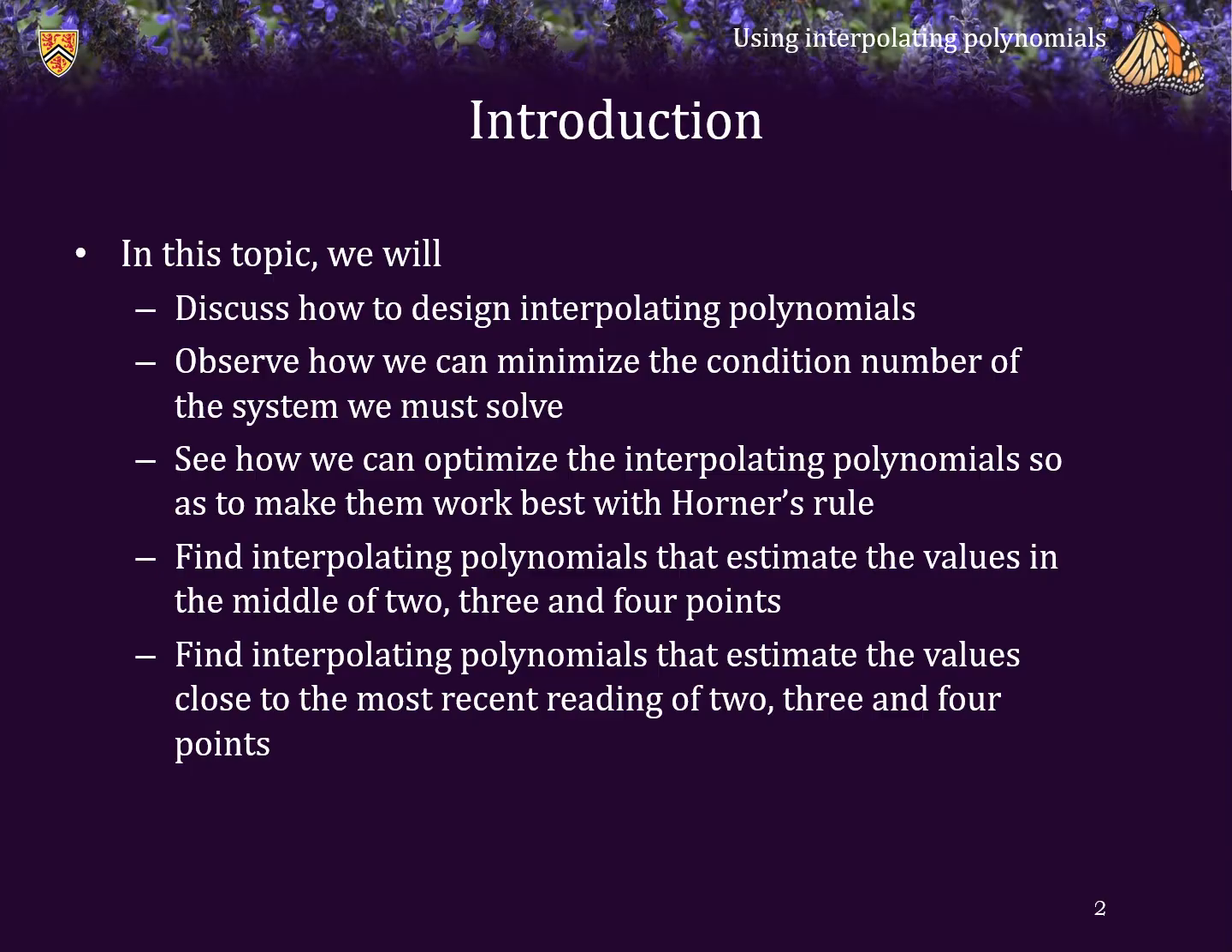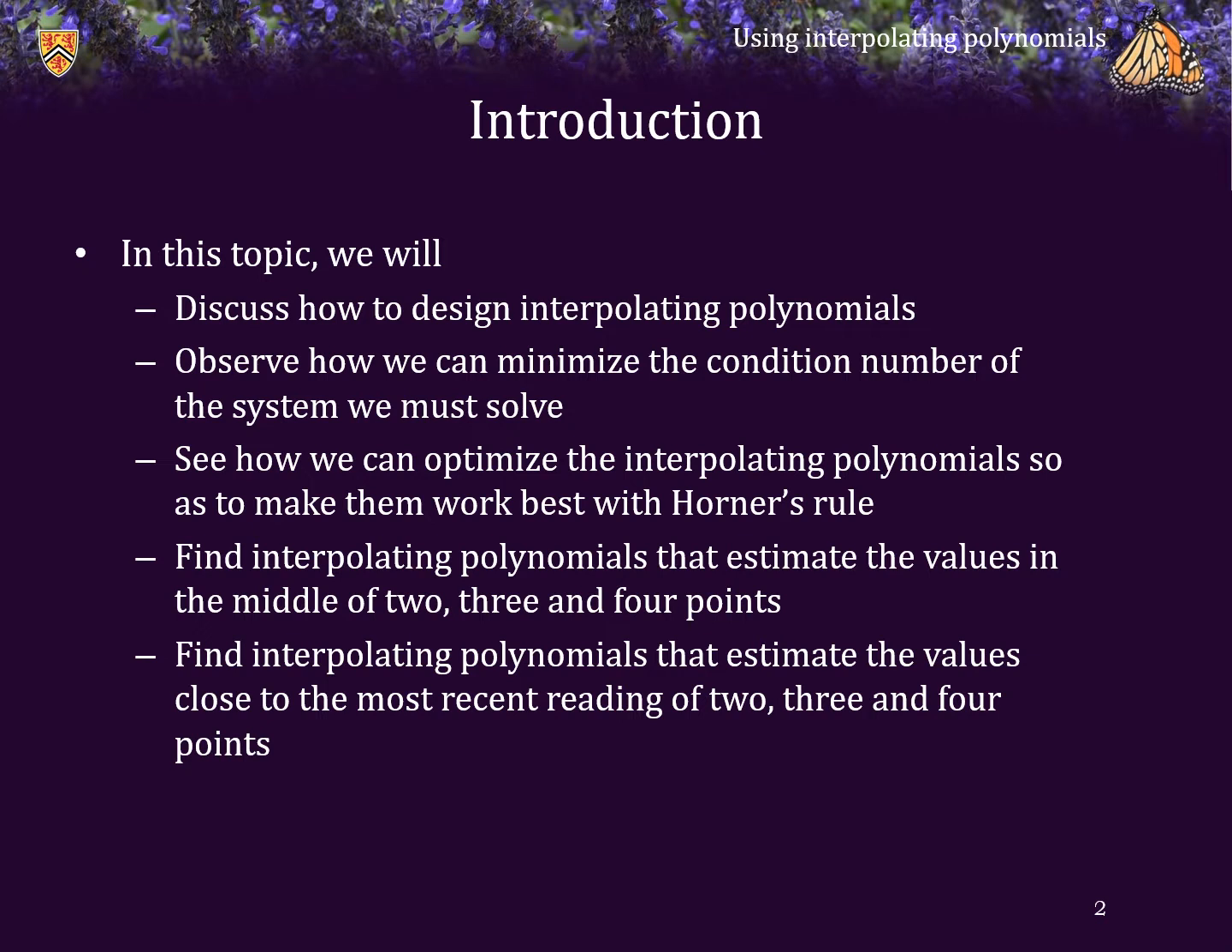Now, we've already seen interpolating polynomials. However, in this topic we're going to discuss how to design interpolating polynomials. We will observe that we can minimize the condition number of the system that must be solved to find the interpolating polynomial, and consequently we can see how we can optimize these interpolating polynomials so as to make sure that they work well with Horner's rule so as to minimize any introduction of numeric error.